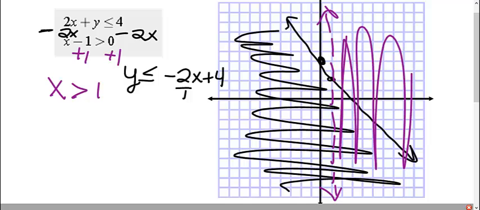Therefore, where they both overlap, which is what they're looking for, would be in this little area here.